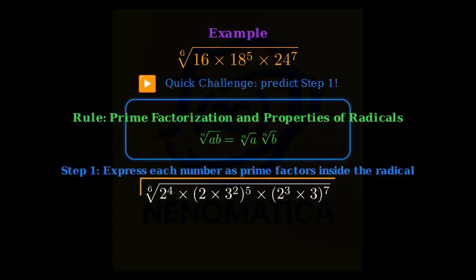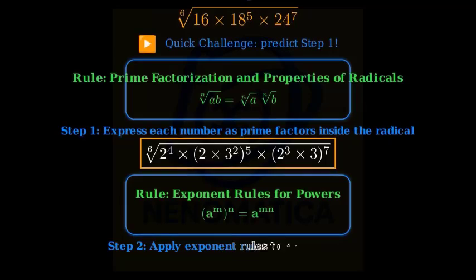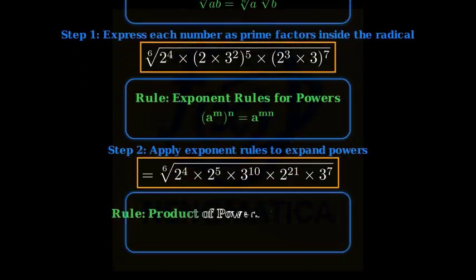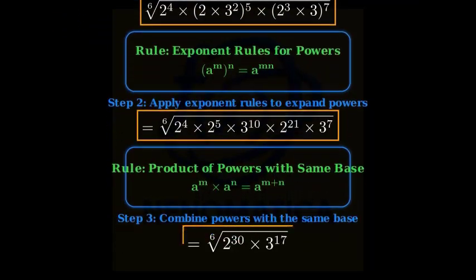16 is 2 to the 4th. 18 is 2 times 3 squared, all to the 5th. 24 is 2 cubed times 3, all to the 7th. Power of a power. Step 2. Distribute the exponents. Product of powers with the same base. Step 3. Combine the 2's and the 3's.